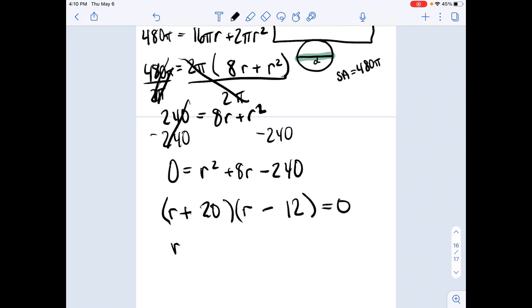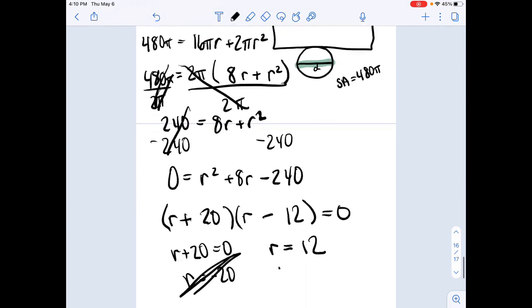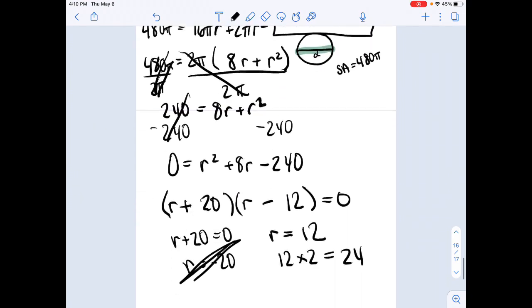So when I solve both of these, one becomes positive, one becomes negative. This one's no good, you can't have a negative radius. But positive 12 is good. It is asking for the diameter though, so you need to take this times 2, and you get 24 inches is your diameter.